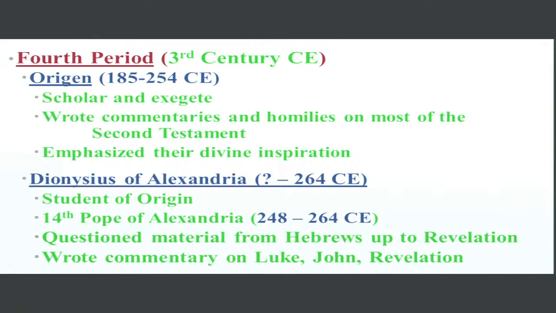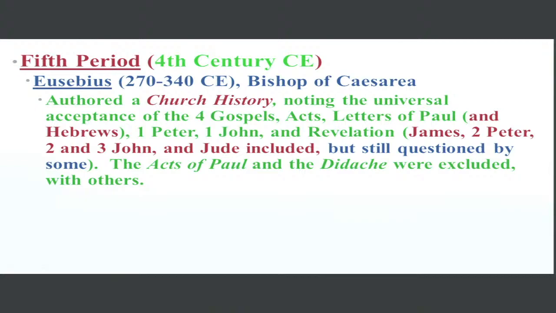Dionysius of Alexandria, we don't know the exact time this man was born, but he died around 264 CE. He was the 14th Pope of Alexandria. This is going to become the Eastern Church eventually. He questioned material from Hebrews up to, in other words, Hebrews, James, 1st and 2nd Peter, 1st, 2nd, and 3rd John, Jude. He questioned those pieces, but Revelation he accepted, interestingly enough. So there's this debate going on, essentially, and we're getting close to the end of the 3rd century.